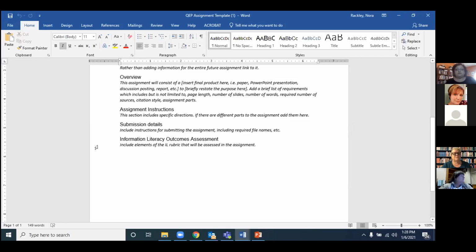And then our information literacy outcomes are going to be a little bit separate from the assignment outcomes. So the instructor will be grading the assignment as an instructor will, right? With their outcomes for their course in mind. But we are adding the information literacy outcomes assessment, which are going to be looked at separately by a different team.